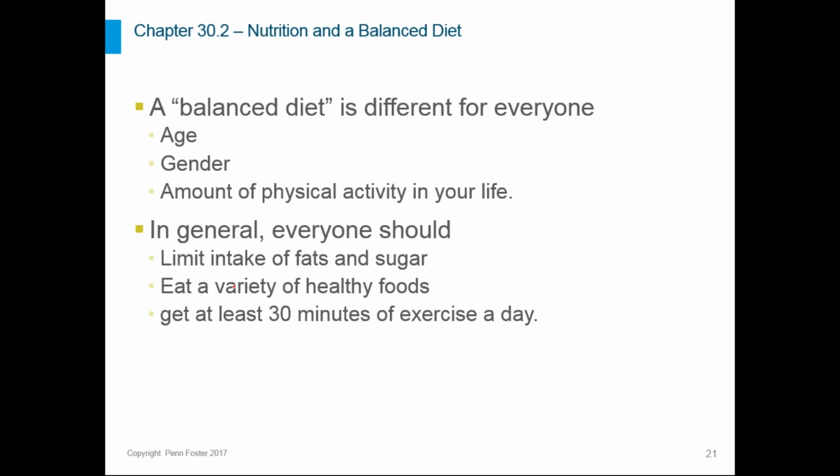for their body. But in general, everybody should probably be limiting the intakes of fats and sugar, eating a variety of healthy foods, because remember, you need to intake lots of different vitamins and minerals, so you get different ones from eating different foods, and getting some exercise, at least 30 minutes of exercise a day.